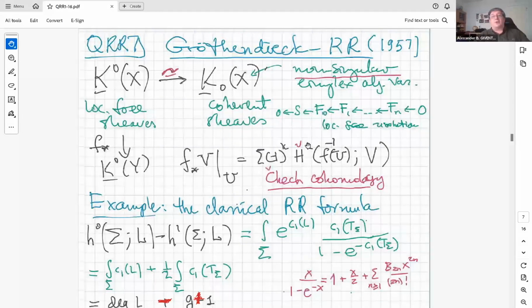That is, H naught would be just the sections of that bundle, but there are also higher cohomology, or higher direct images. So you take this alternated sum, and that's what you consider as an element in the Grothendieck group of sheaves, and that's what this push forward is. By this isomorphism, it corresponds to some element in K upper naught of Y.